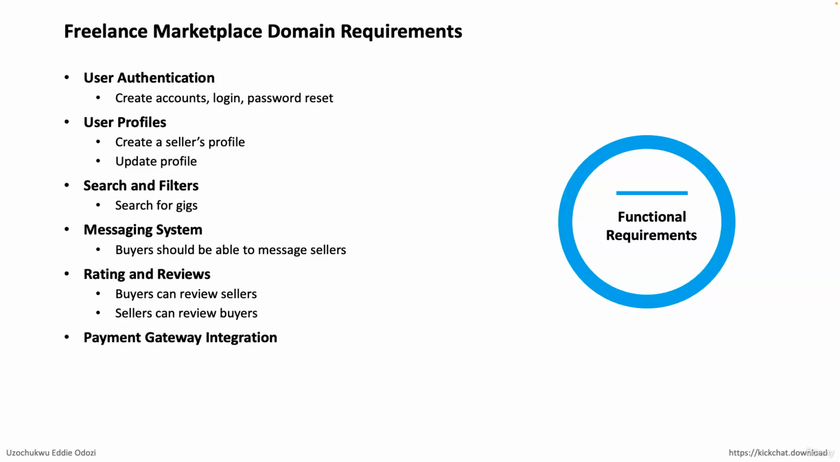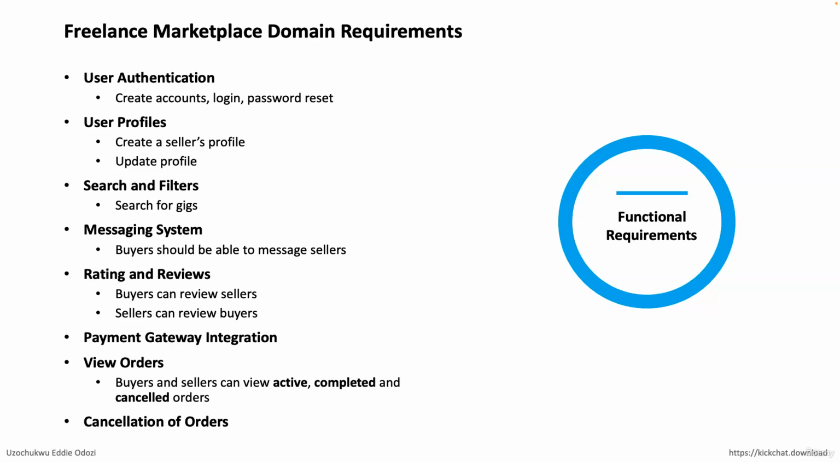Then payment gateway. So buyers should be able to have the option of using different payments if they want to make a purchase. Now, for our own use case, we're only going to be using one payment option, which is Stripe. Later, you can integrate other payment options or payment gateways. And then view orders. Buyers and sellers should be able to view active gigs. So if a buyer has a gig that is active, completed or cancelled, they should be able to see those orders. And then lastly, sellers should be able to cancel orders.